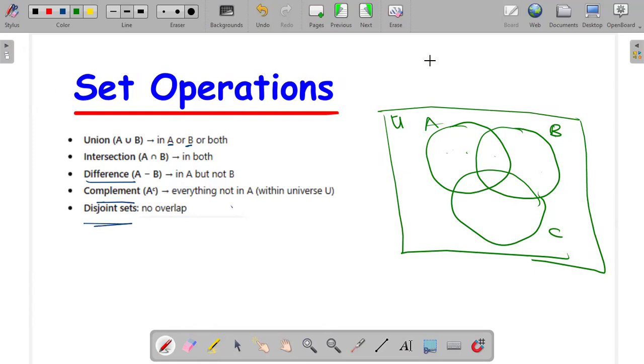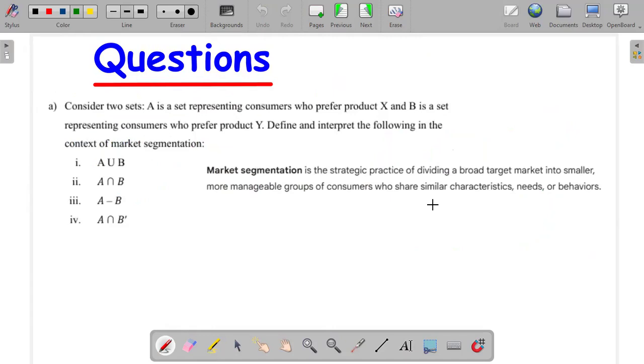Okay, now we move on to the point that we want to reach. Where do we apply all this knowledge, all these definitions of sets that we're looking at here? We're going to apply them now. So here we have this question. We look at questions now.